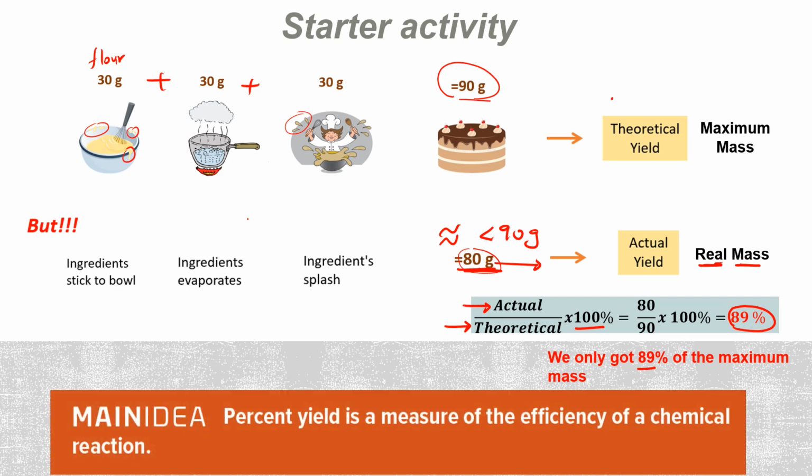Okay, and that takes us to the main idea. The percent yield, which is this one, is a measure of the efficiency, فعالية of a chemical reaction. Okay, so the higher the percentage, the better the efficiency.